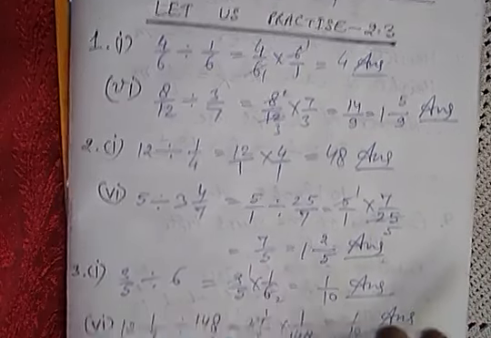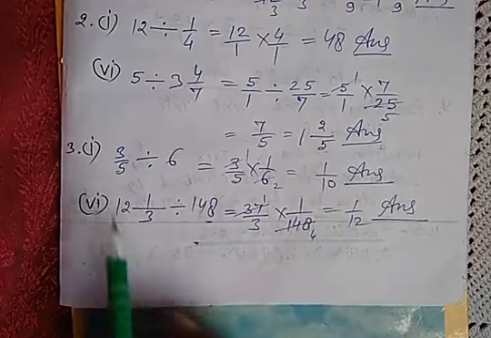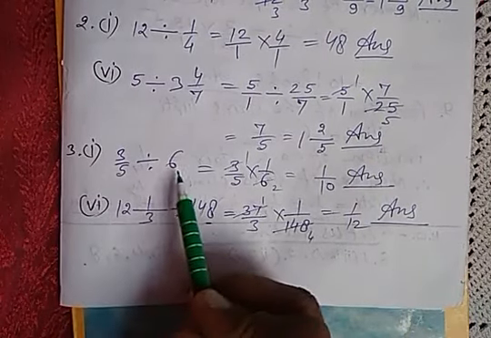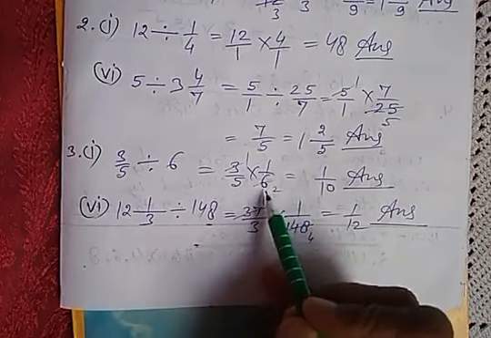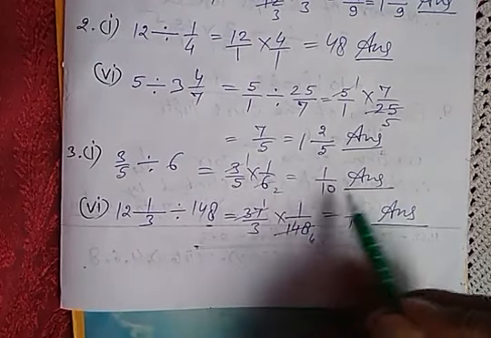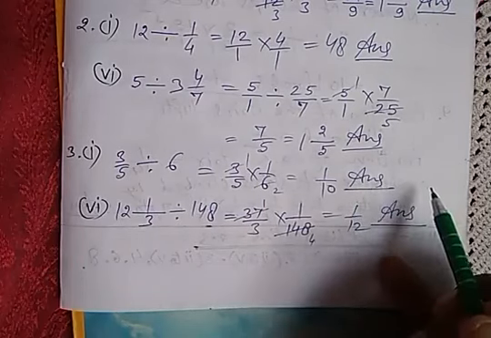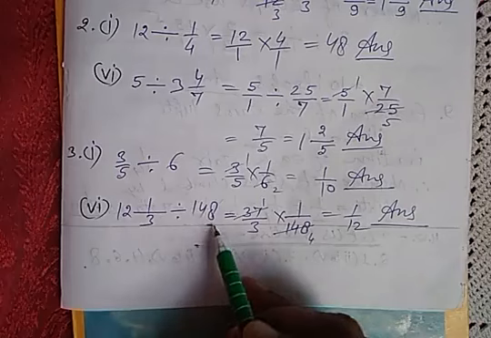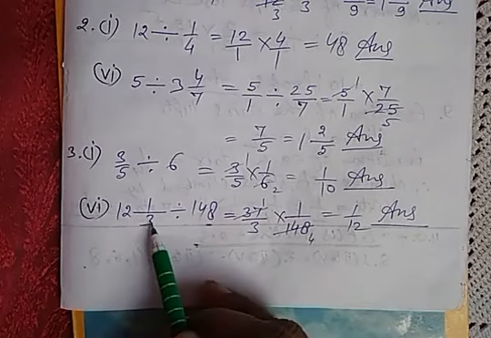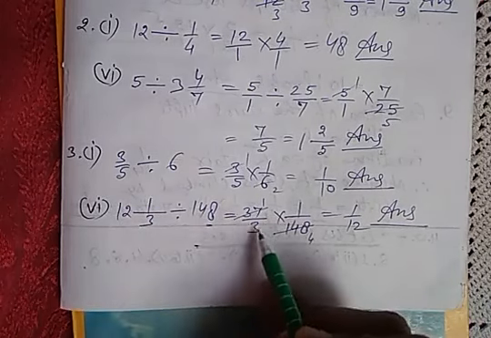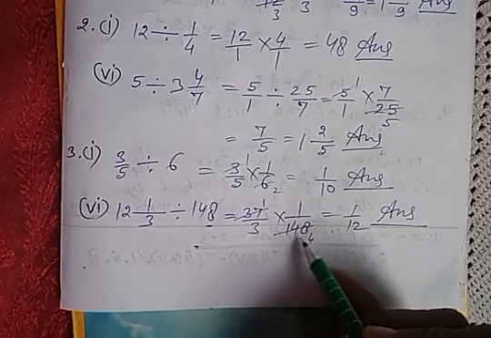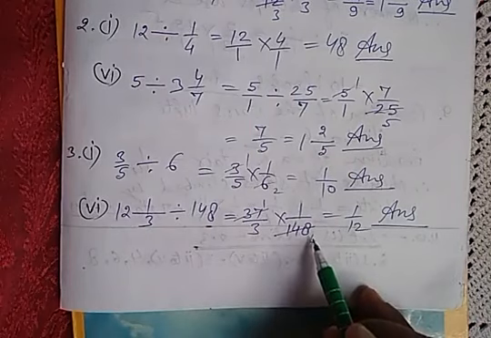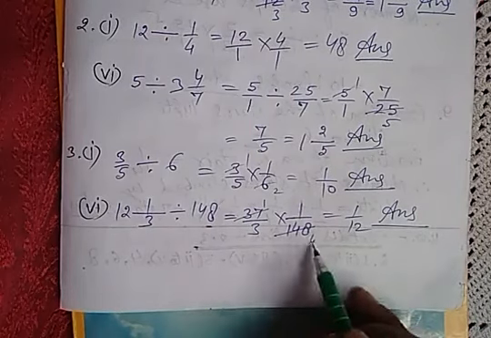This is the answer. Now, question number 3. First part, 3 upon 5 divided by 6 is equal to 3 upon 5 into 1 upon 6. 3 ones are 3, 3 twos are 6, which is equal to 1 upon 10. This is the answer. Now, sixth part is 12 whole 1 upon 3 divided by 148, which is equal to 12 threes are 36 plus 1, 37 upon 3 into 1 upon 148. 37 ones are 37, 37 fours are 148, which is equal to 1 upon 12, as 3 fours are 12. This is the answer.